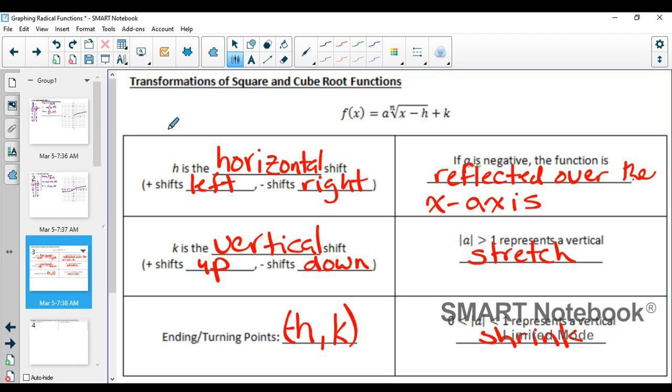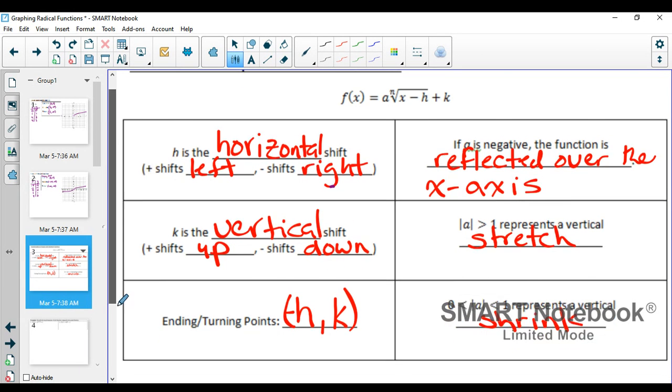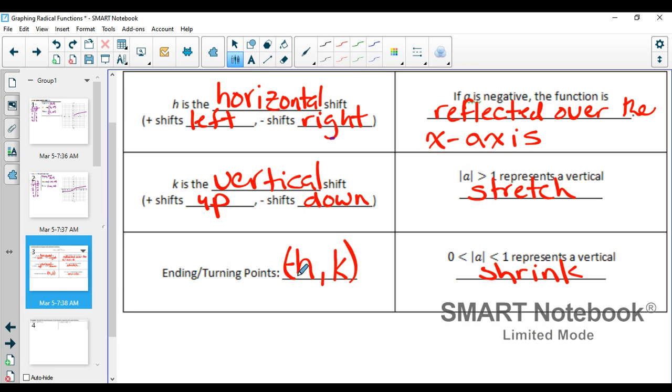We've already kind of talked about h and k and a with other functions that we've had. So h is the horizontal shift, but because it's underneath the radical sign, it does the opposite of what you think it's going to. So positive h means it's going to go to the left, and negative means it's going to shift to the right. And then k is the vertical shift, and it does what you think. So positive shifts up, negative shifts down. And then your endpoint, the turning point, is the point negative h, so the opposite of the h, comma k.